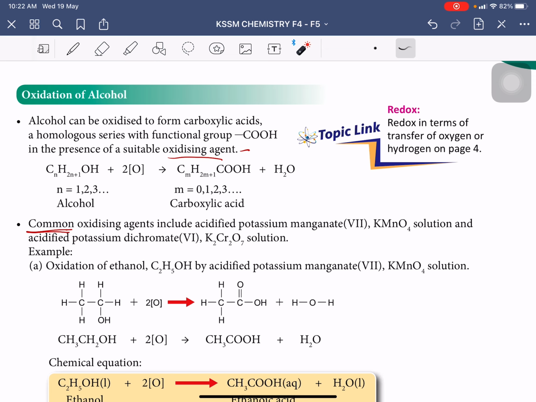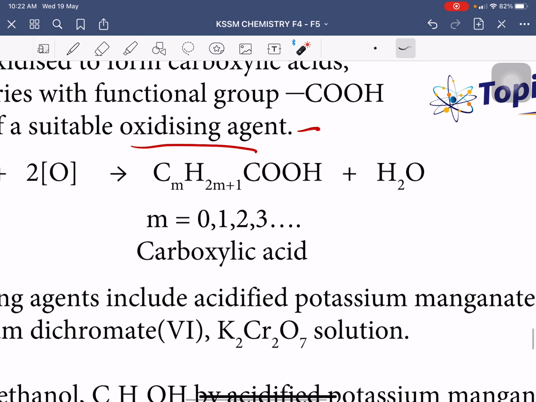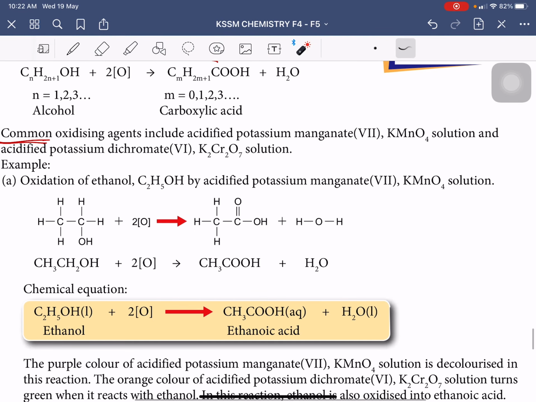So let us look at the general formula again. Any alcohol oxidized by a suitable oxidizing agent will produce carboxylic acid. This is the general formula for carboxylic acid, CmH2m+1COOH, and a molecule of water. Example: oxidation of ethanol by acidified potassium manganate(VII), KMnO4, solution.